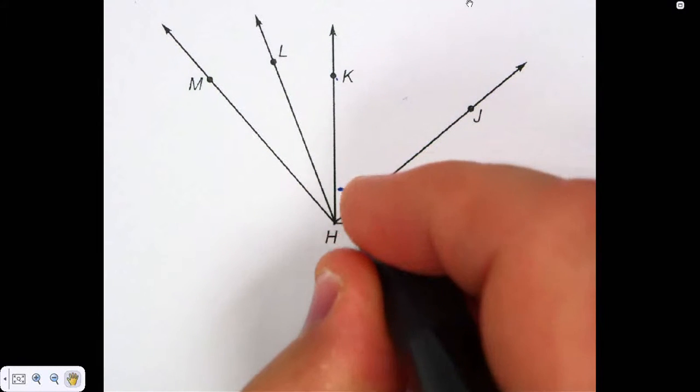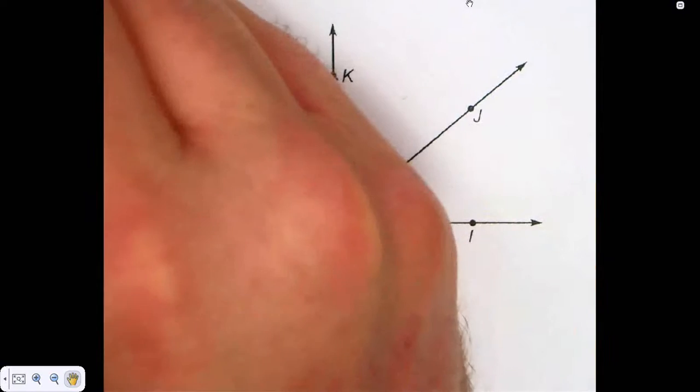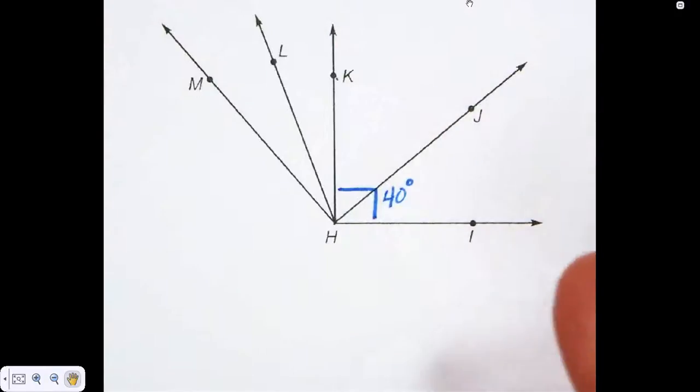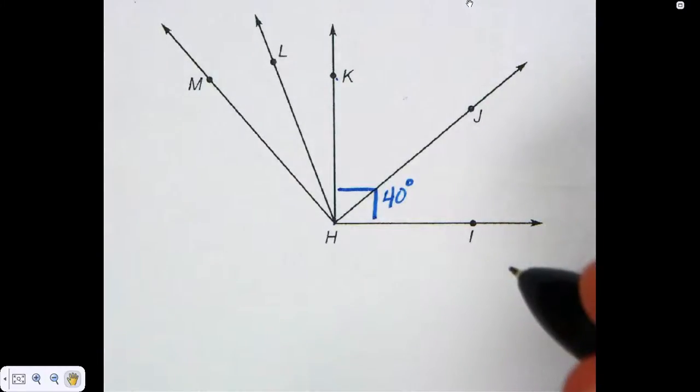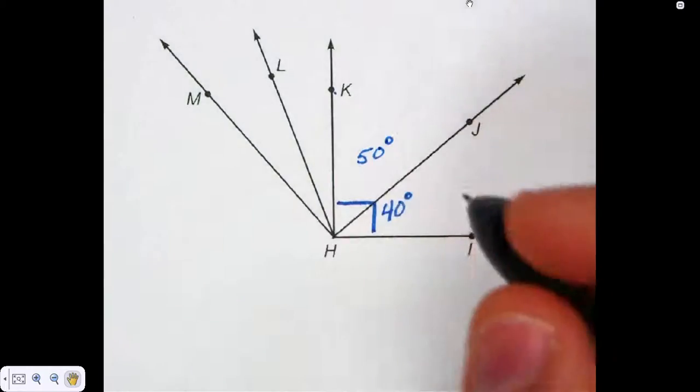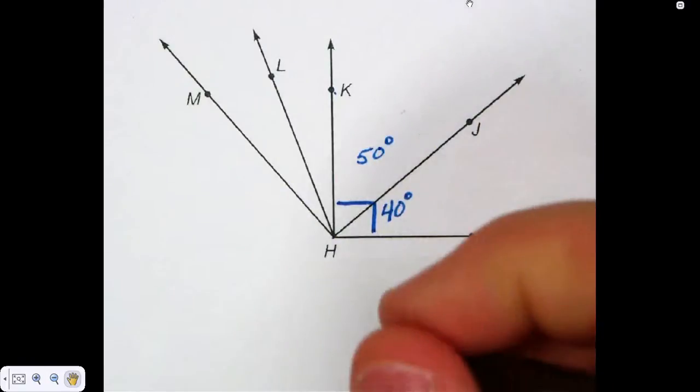So I could put that right there to let me know that's 90 degrees. So the first one's 40 degrees, second one's 90 degrees. Right now, can you tell me what KHJ is? 50. Does anybody know why it's 50 degrees? Because 40 plus 50 equals 90, right?